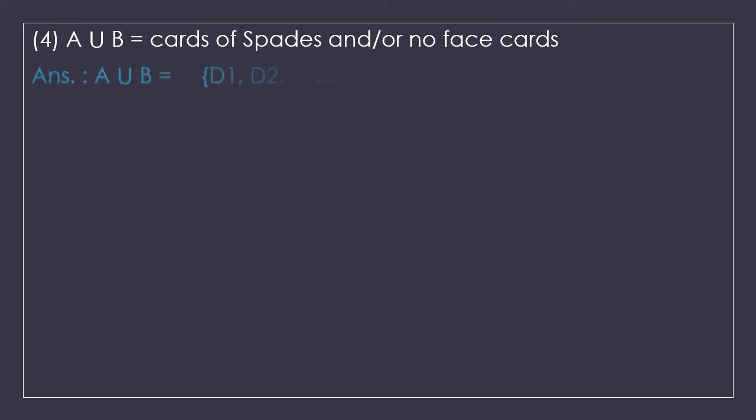Fourth sub question, A union B, that means we need to combine the spades and/or no face cards. That means we need to combine the spade cards and the no face cards together. So it will look something like this: diamond no face cards are D1 to D10, heart no face cards are H1 to H10, while spades are 1 to 10, jack, queen and king, because spade cards are the special event, and then again clubs 1 to 10. So this becomes the union of events A and B.